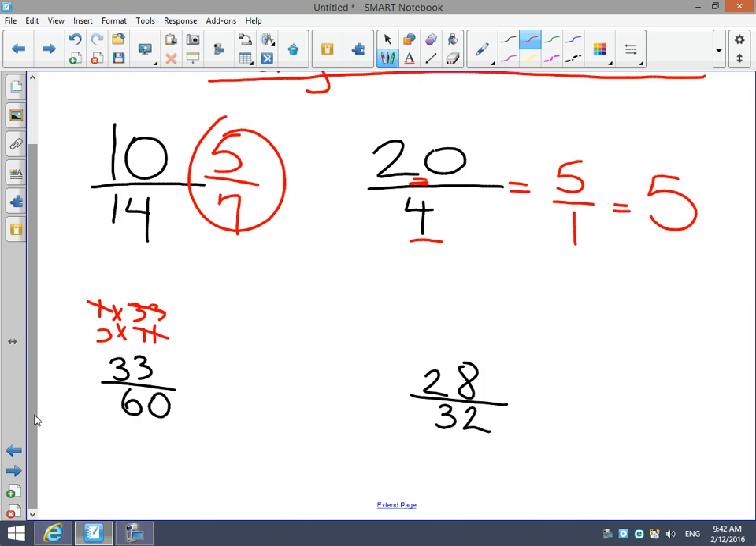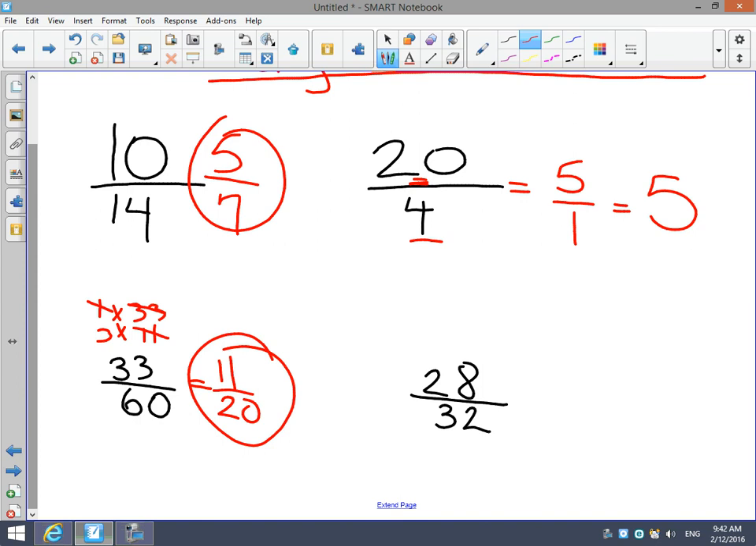So what we're really trying to think of is, does 3 go into 33 and 60? And of course, at this point, you might need your calculator. But it does. We know that 3 will go into 33 11 times. And we find out that 3 will go into 60 20 times. And that is our lowest terms for that fraction.